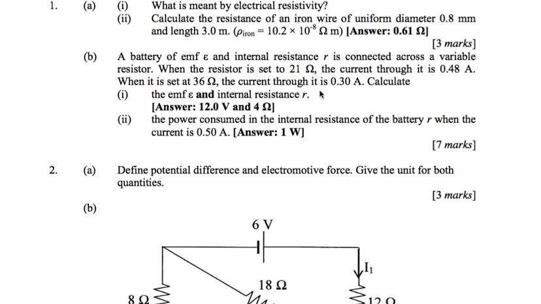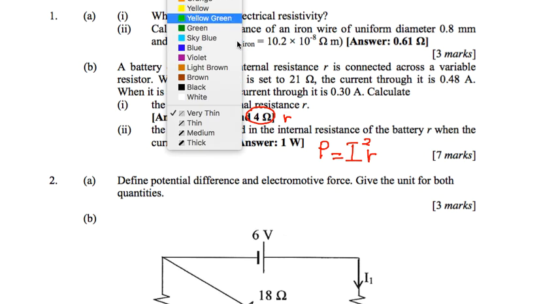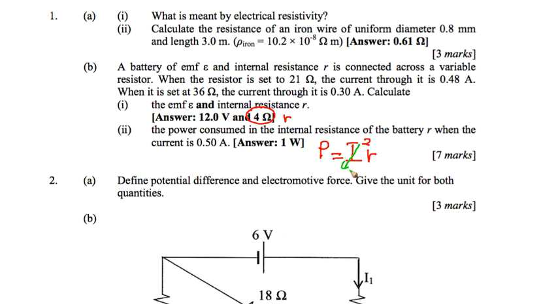Now we have another question, number 2: the power consumed in the internal resistor. Because the internal resistor r is 4 ohm, to calculate the power consumed the equation is P equals the current flowing in the internal resistor squared times the internal resistor r. The current here is 0.5 ampere, and the internal resistor from the answer to number 1 is 4 ohm. So you can find the power is 1 watt.